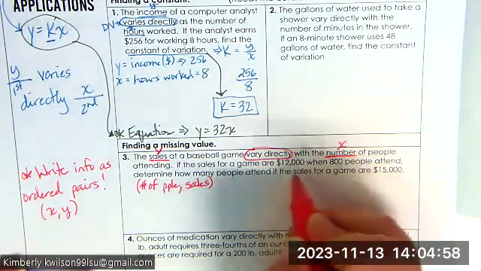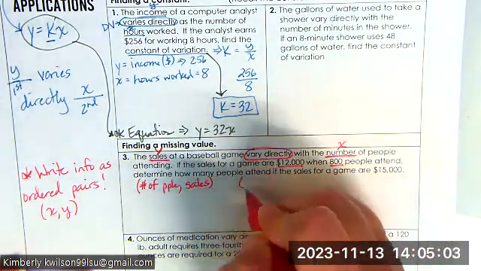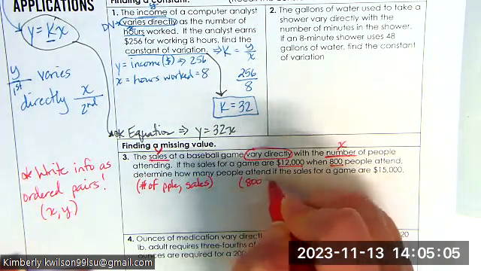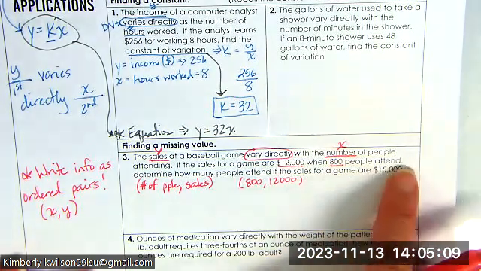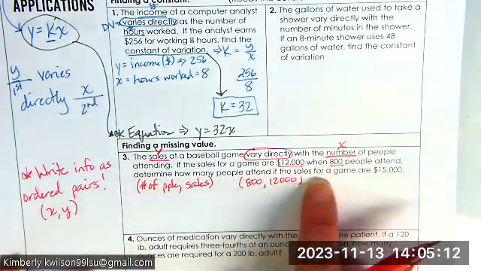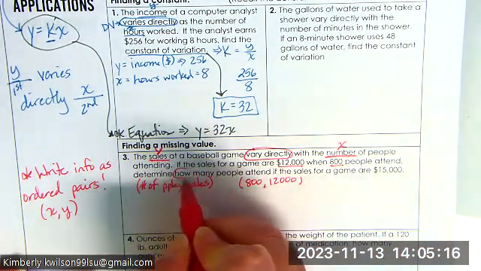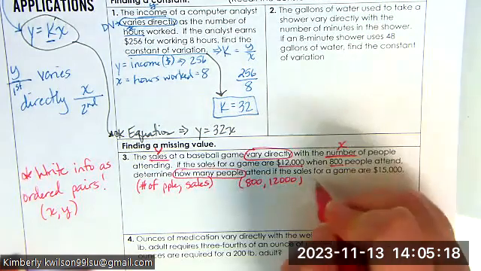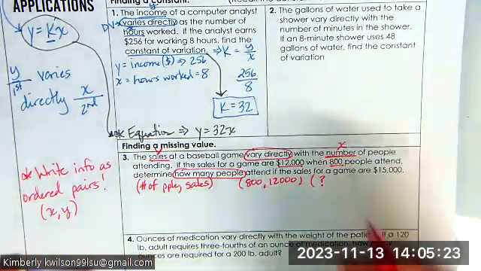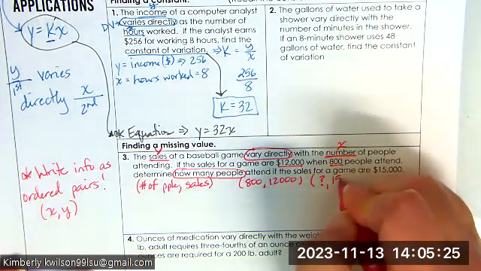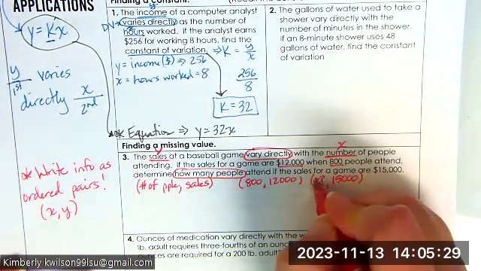So if the sales for a game are 12,000 when there's 800 people attend, that means one ordered pair would be 800, comma, 12,000. Determine how many people attend if the sales for a game are 15,000. So I'm looking for how many people. Therefore, the x spot is my question mark. And then it gives me that it's $15,000.